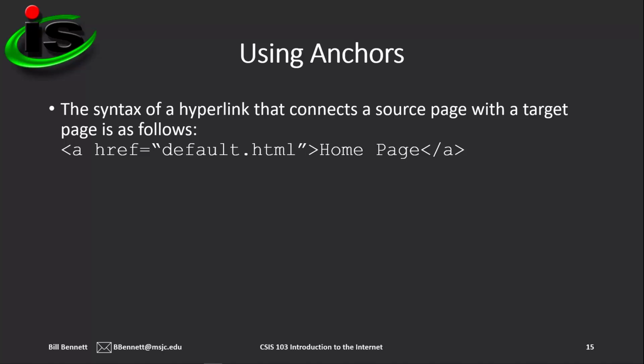In the opening anchor tag, you have a left angle bracket followed by the A, and then the href attribute, which defines the target page that the browser will go to when the user clicks the link. And then after the right angle bracket is the actual content or the text that the user will see on the page that they will click on. And then we have the closing anchor tag.